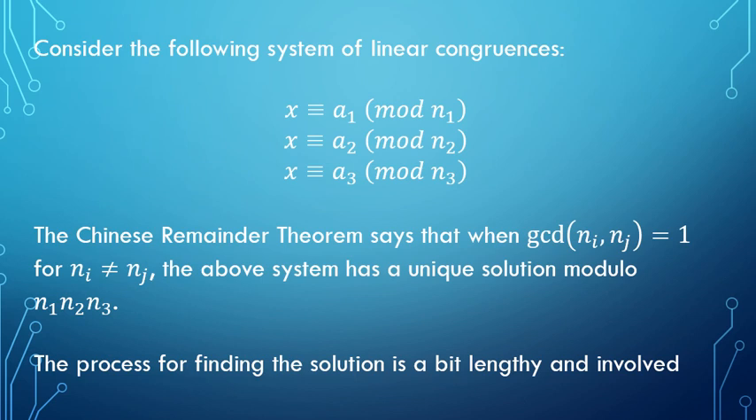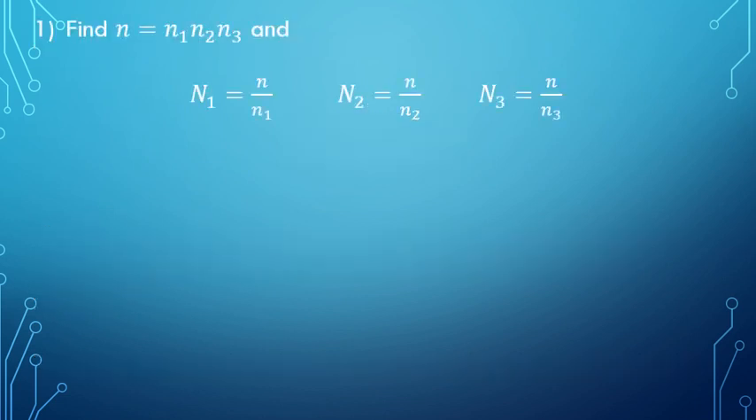So I'm going to try and break this down into a process with some nice steps here. First thing you're going to do is you're going to take the product of those n's. Take n1, n2, and n3, multiply those all together, and the number that you get then is what we'll just call little n.